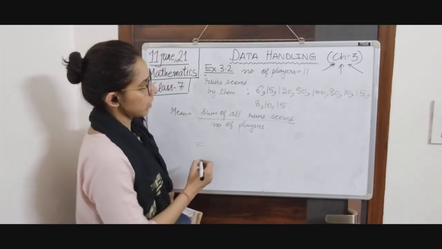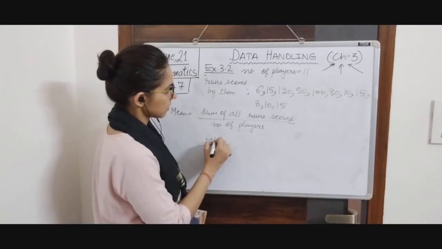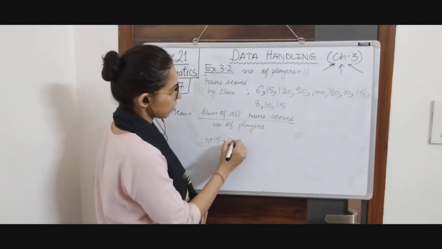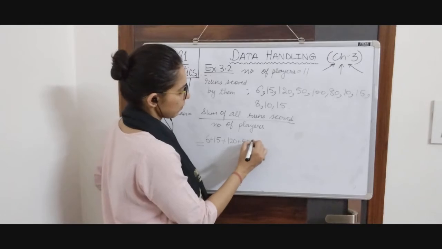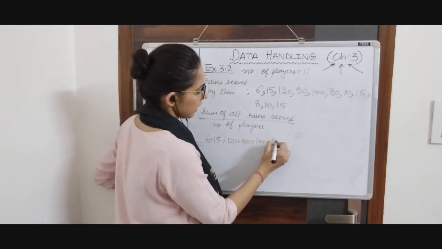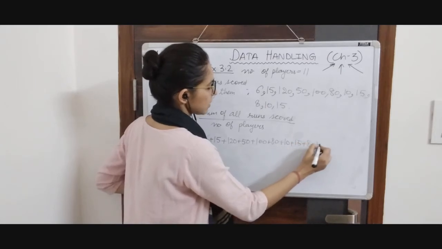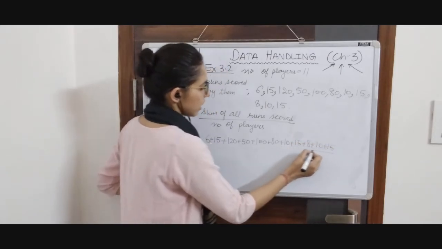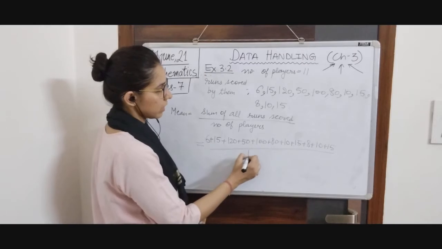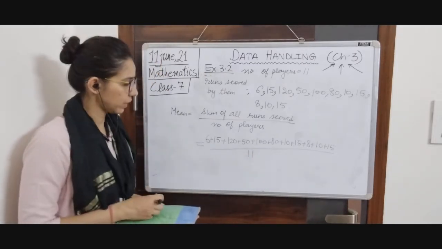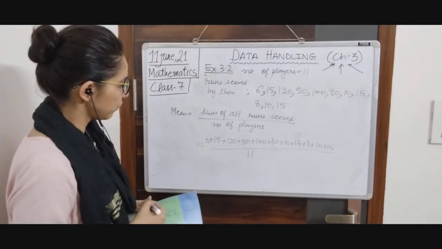Sum of runs scored will be 6 plus 15 plus 120 plus 50 plus 100 plus 80 plus 10 plus 15 plus 8 plus 10 plus 50, divided by number of players, which is 11. Now I will add them.